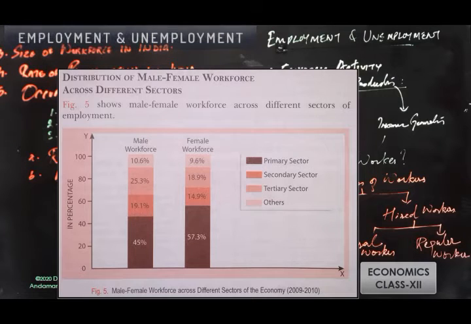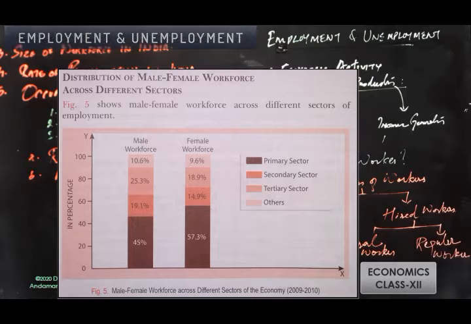Here we have again x-axis and y-axis. In the y-axis we have the percentage of the workforce engaged, both male workforce and female workforce. First of all we see the first bar. In this bar again the primary sector is given in a dark color, then the secondary sector is given in a pink color, the tertiary sector is given in a light pink color, and the workforce engaged in the other sectors is given in a lighter pink color.